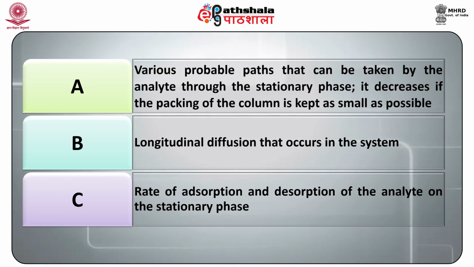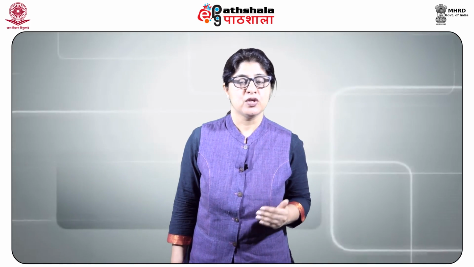B is a constant that describes the longitudinal diffusion that occurs in the system. C is a constant that describes the rate of adsorption and desorption of the analyte on the stationary phase. A, B and C are constants for any given system with the same analyte, stationary phase and mobile phase. So, the flow rate mu must be optimized accordingly.